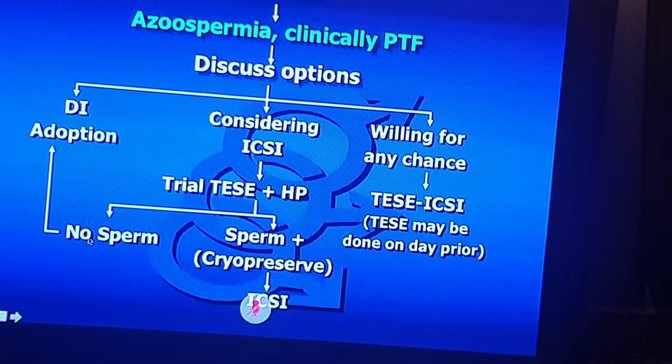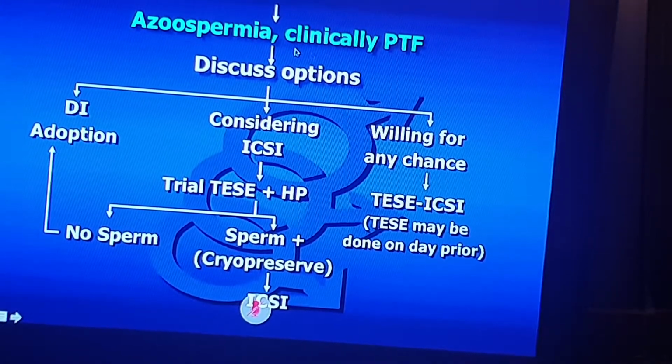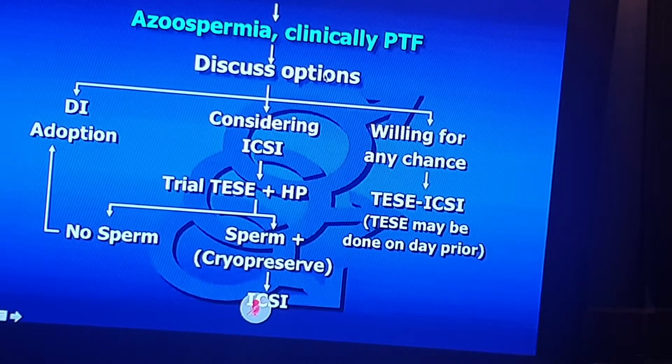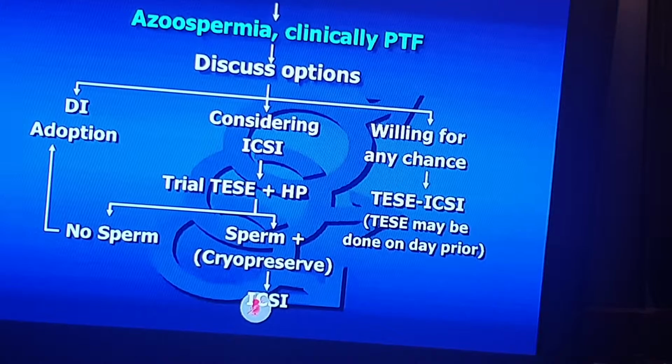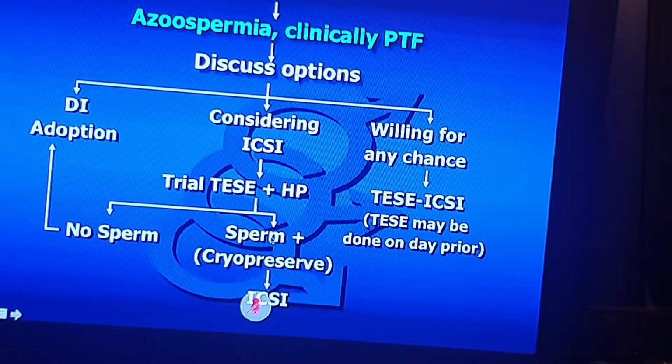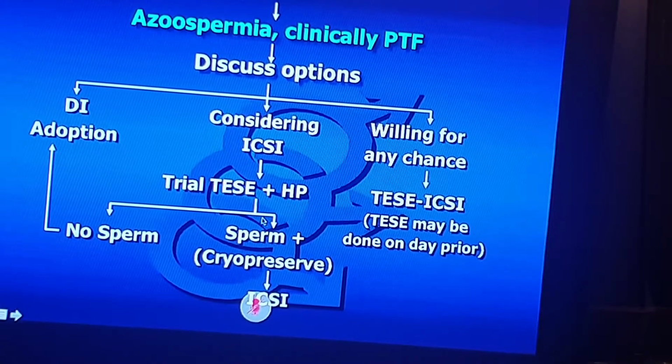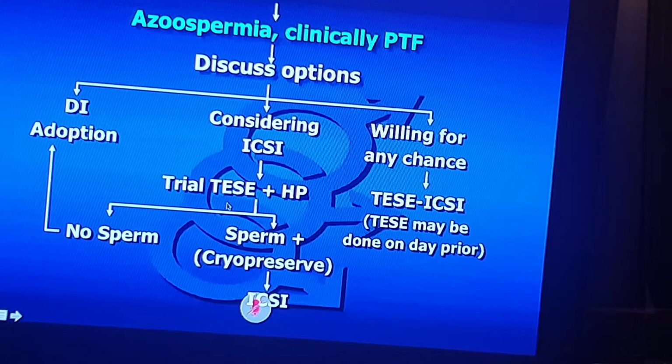If the patient with testicular failure says, doc, I would be interested, then you have two ways of approaching the patient. First is to do a trial TESA, micro TESA, and if you find sperm, freeze the sperm and then do ICSI. The advantage of this approach is if you don't find sperm, the wife doesn't have to be stimulated.